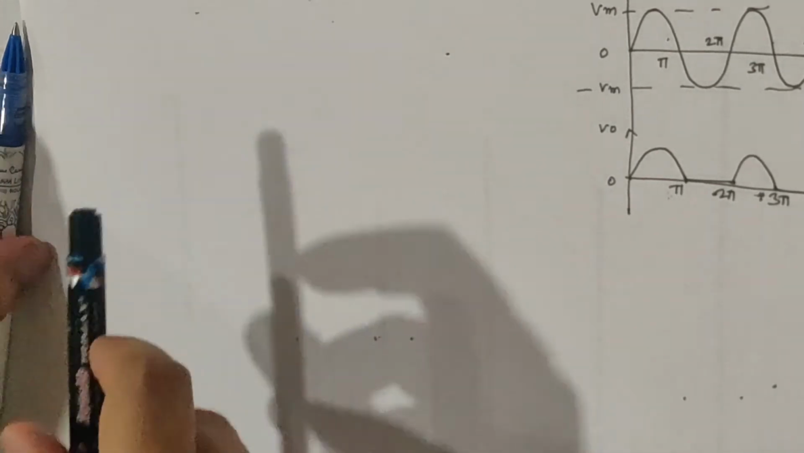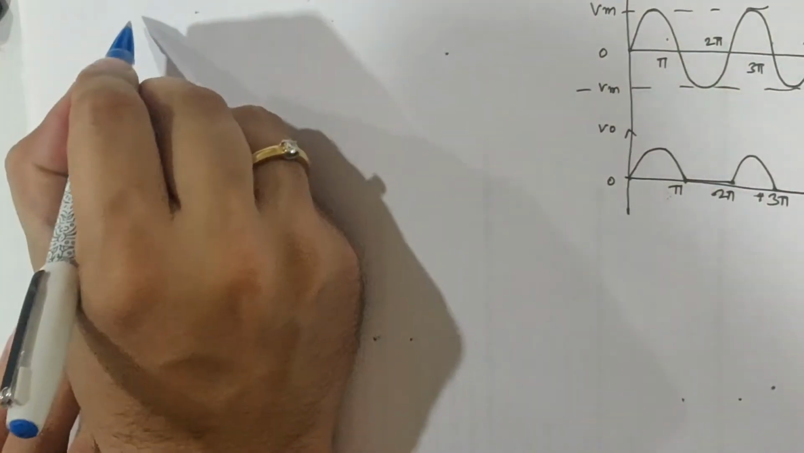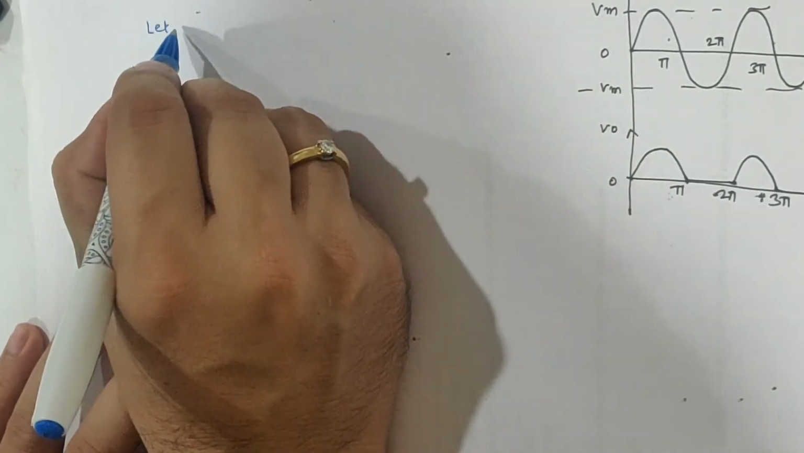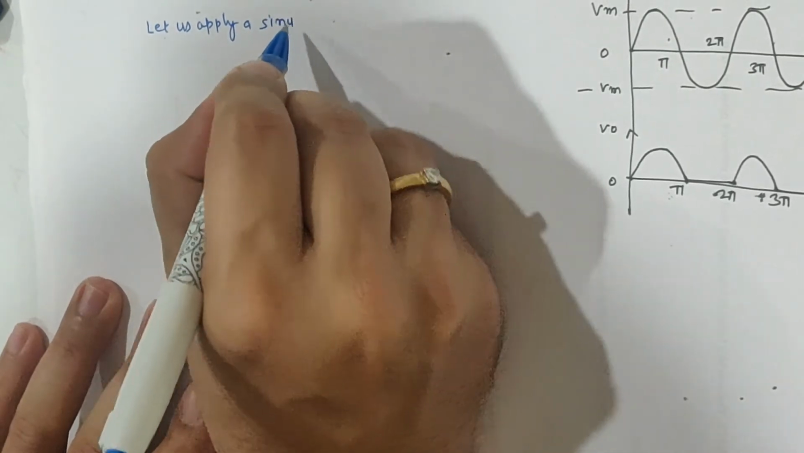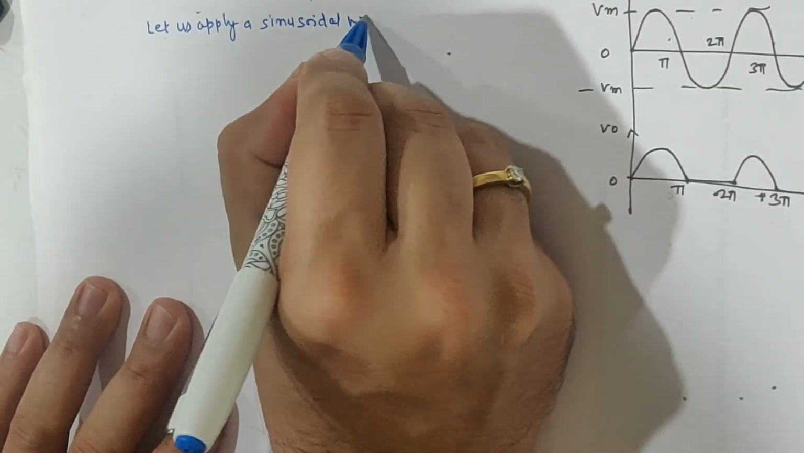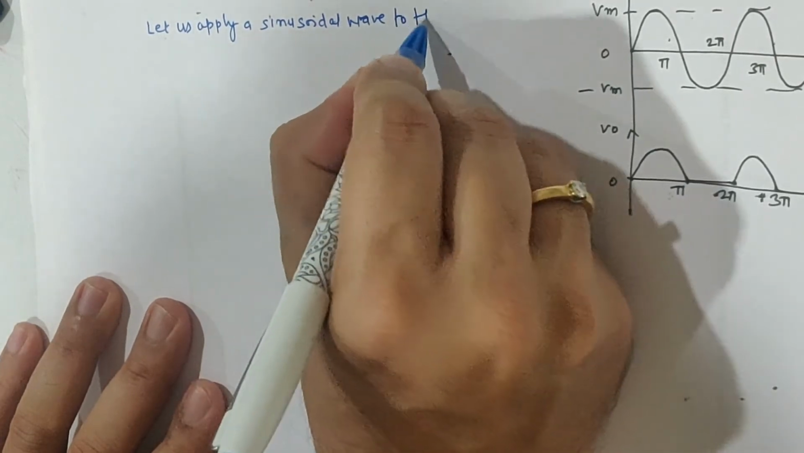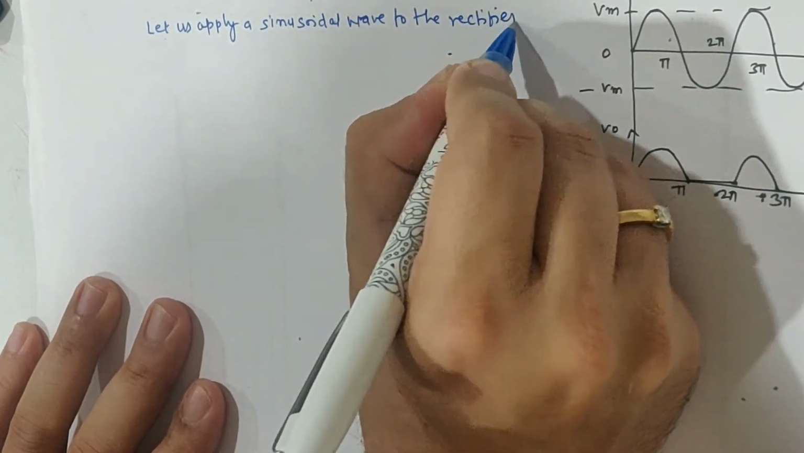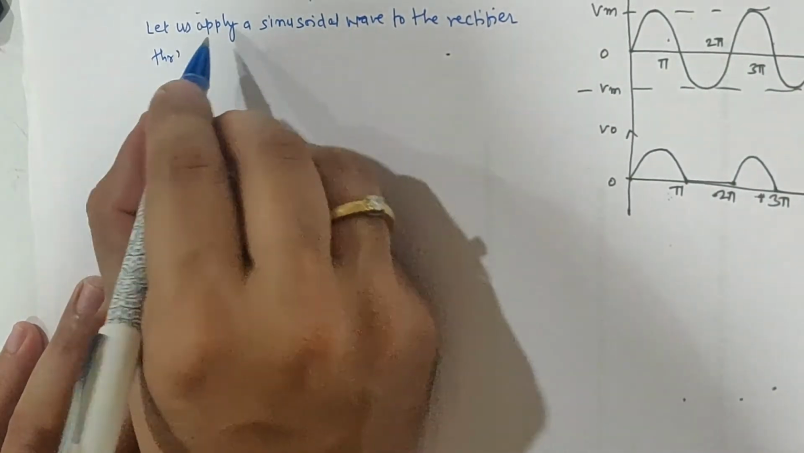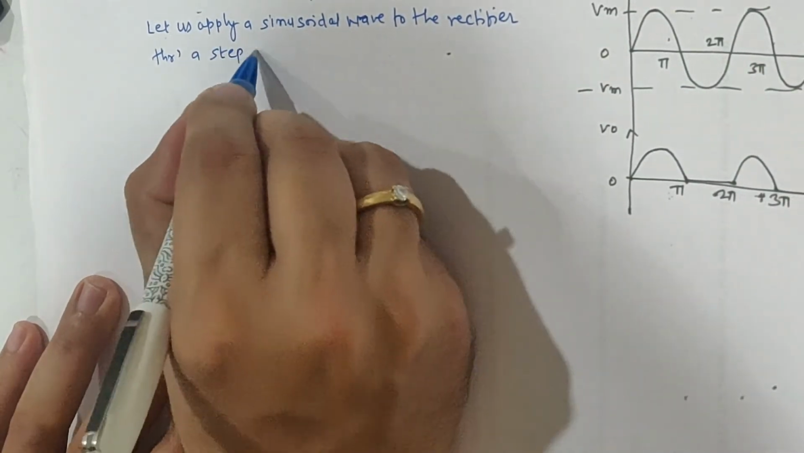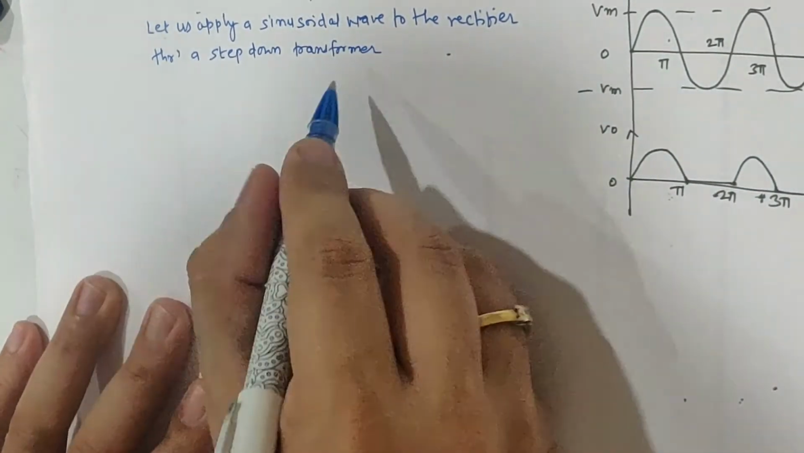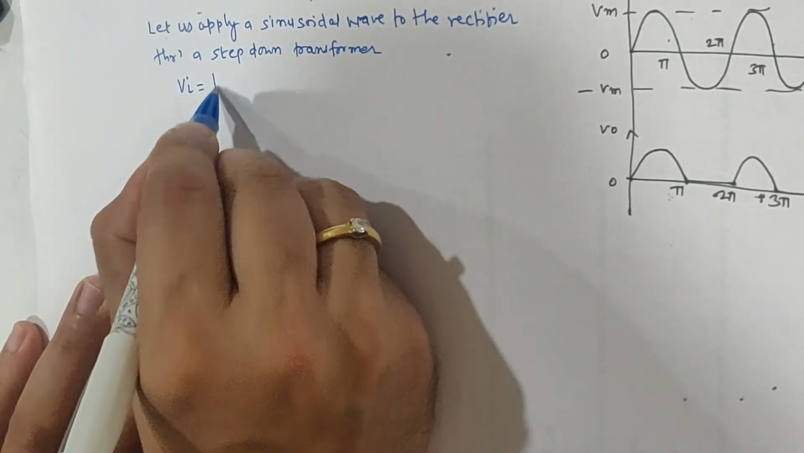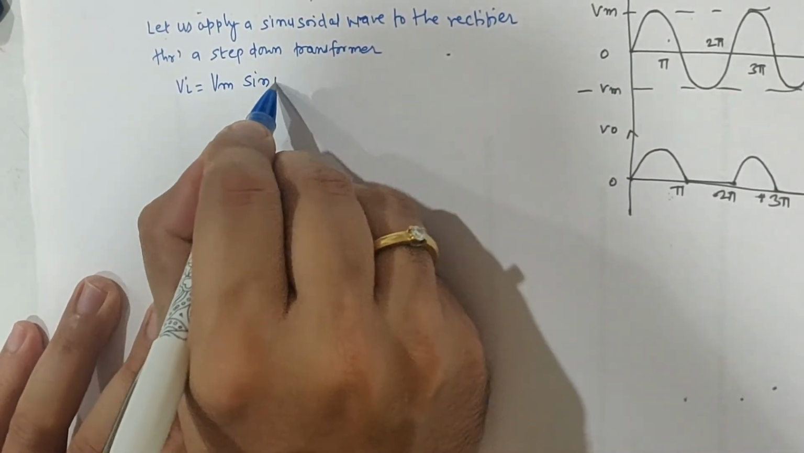Okay, now let us try to analyze it. See this. So I am saying that let us apply a sinusoidal wave to the rectifier through a step down transformer. Okay, and let that input waveform be Vi is equal to Vm sin omega t.